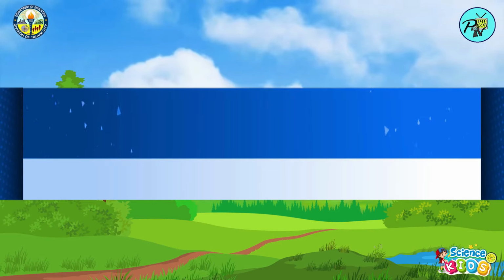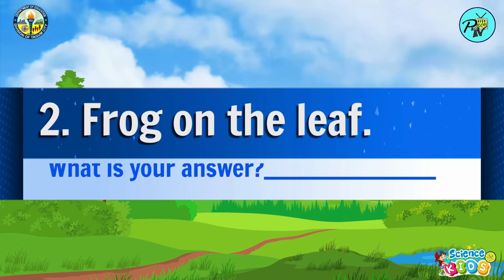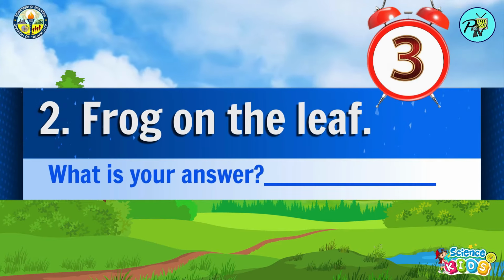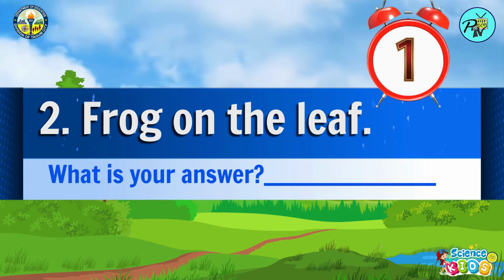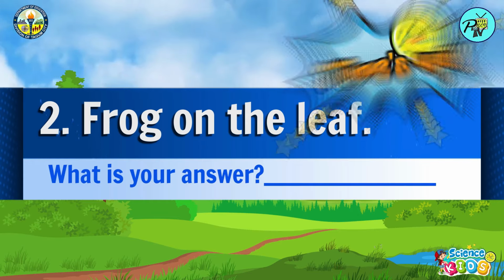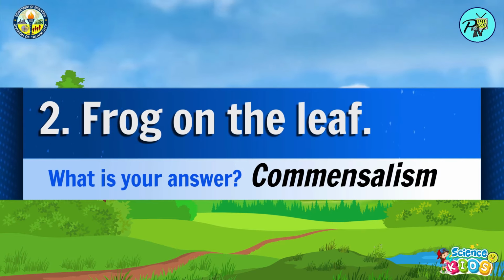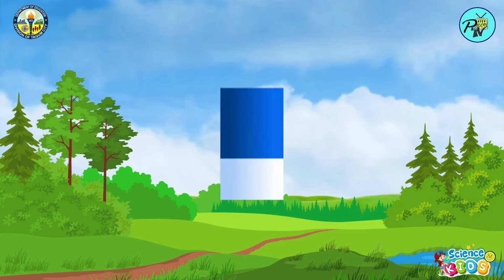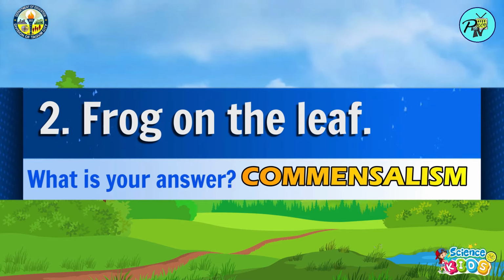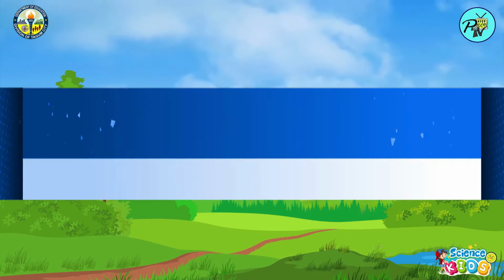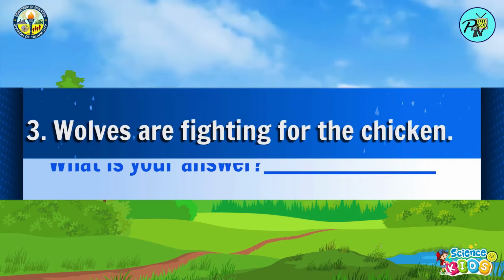Number 2. Frog on the leaf. Time's up! What is your answer? Correct! The correct answer is commensalism. Number 3. Wolves are fighting for the chicken.